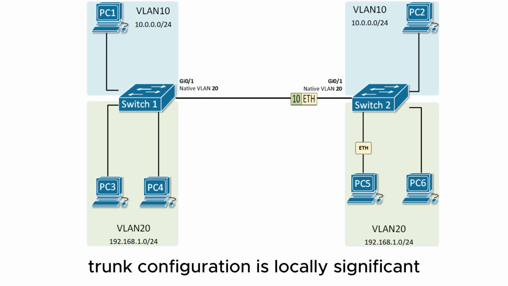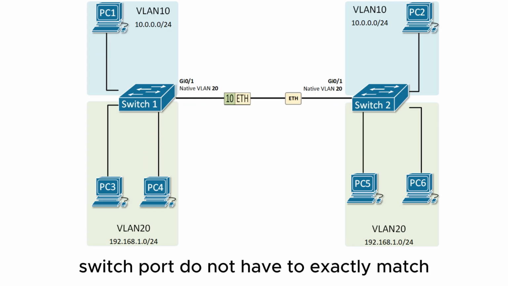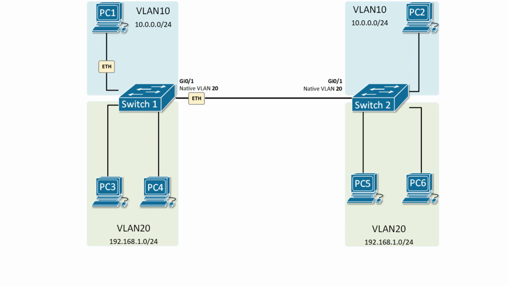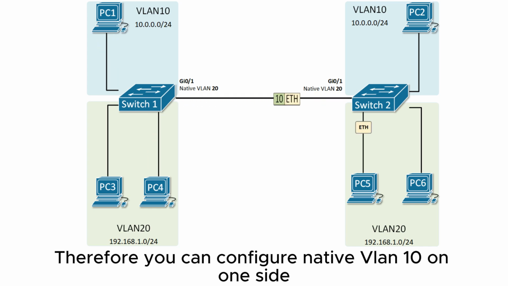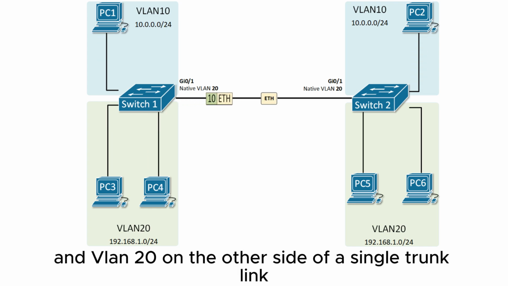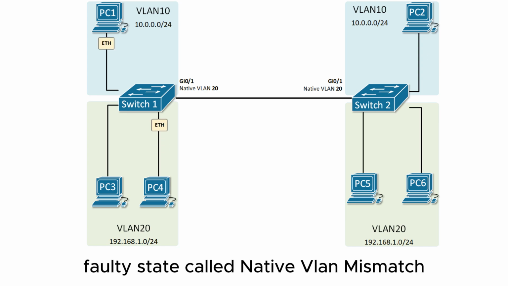Native VLAN Mismatch. Interface trunk configuration is locally significant. This means that the trunk settings on one switch port do not have to exactly match the settings on the other side of the link. Therefore, you can configure native VLAN 10 on one side and VLAN 20 on the other side of a single trunk link. This causes a dangerous faulty state called Native VLAN Mismatch.